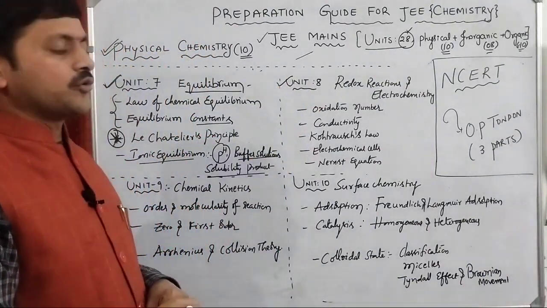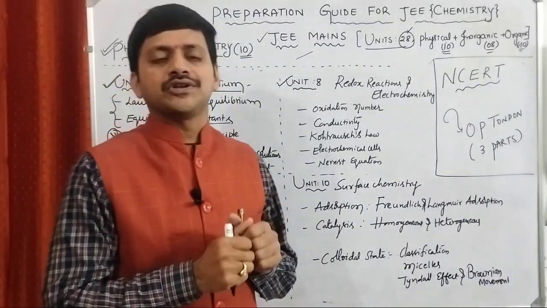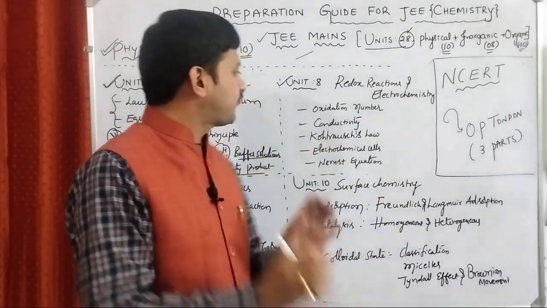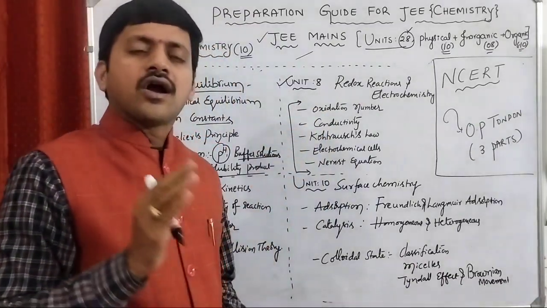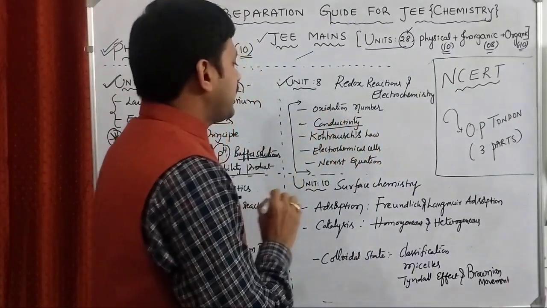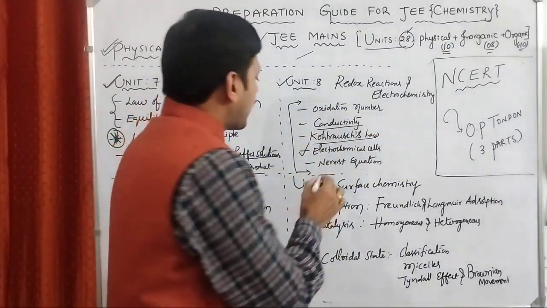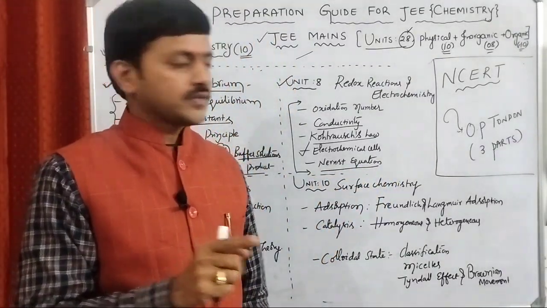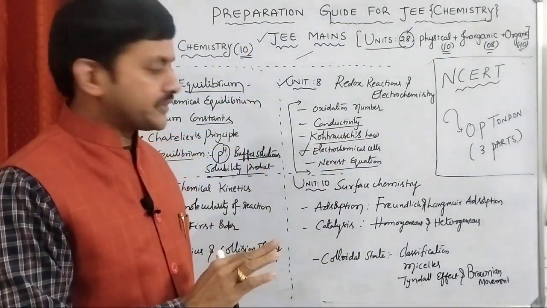The next unit is Redox reactions and electrochemistry. Here also people are very scared about this particular unit. So you need not bother about the remaining things. Just focus on these few points. First one, how can we identify the oxidation number, conductivity, Kohlrausch law, what are the electrochemical cells, and the Nernst equation and its related problems. These concepts are sufficient to clear this examination.